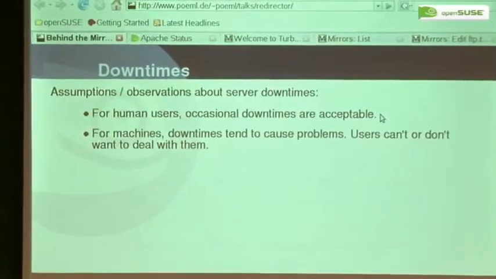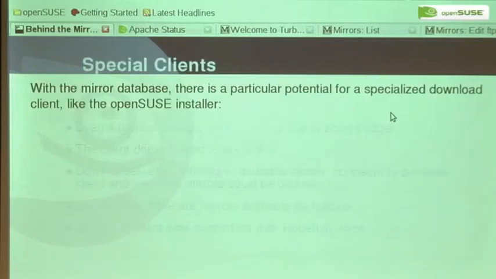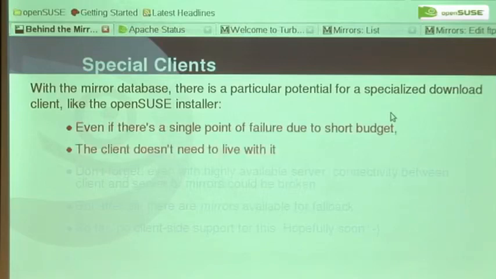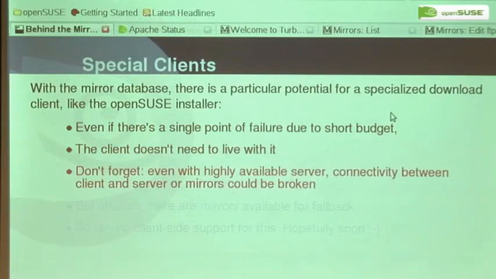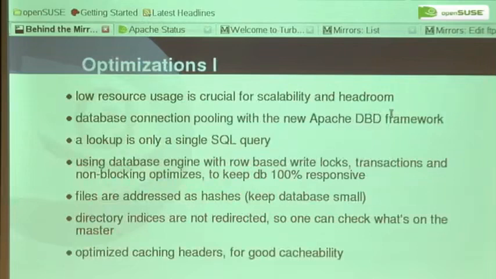Downtimes, in general, are often acceptable for human users if they don't occur too frequently, but they are often very bad for machines because software acts up and users don't want to deal with error messages. So I think we really should make sure that our specialized client has special support for dealing with failures and falling back to mirrors. I'll step through a bit quickly here because I already mentioned that and I want to save some time.